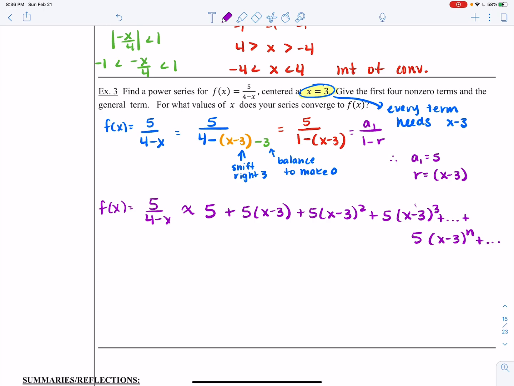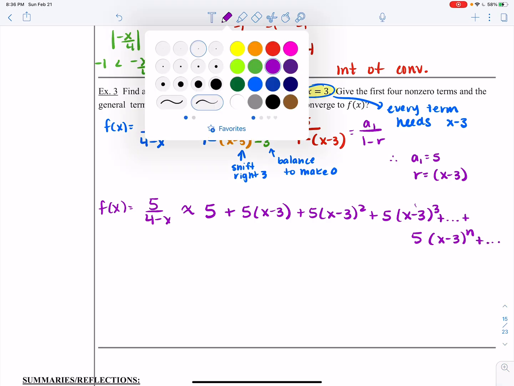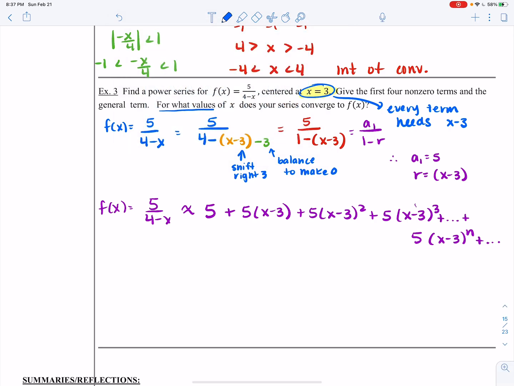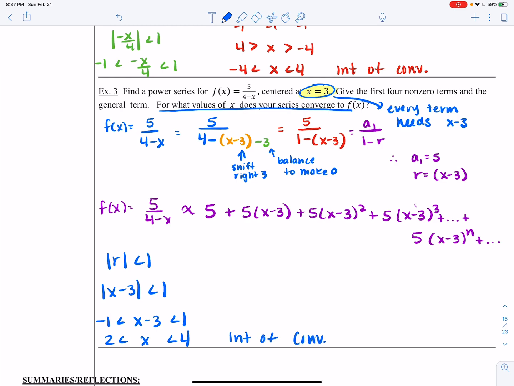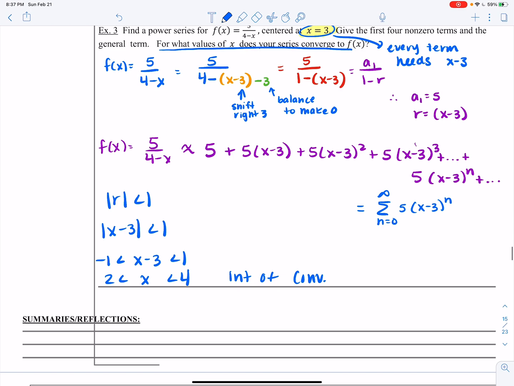And this pattern will continue and always yield a 5 and an x minus 3 to the nth power plus dot, dot, dot. And I want this thing to converge, so I need to find its interval of convergence: for what values of x does your series converge. So the common ratio must be less than 1. So that means that x minus 3, our common ratio, is less than 1. So we'll sandwich it between -1 and 1. Adding 3 to both sides, we find our interval of convergence. And this is equivalent to the sum of 5 times x minus 3 to the n. And remember, you are not going to have to check endpoints.